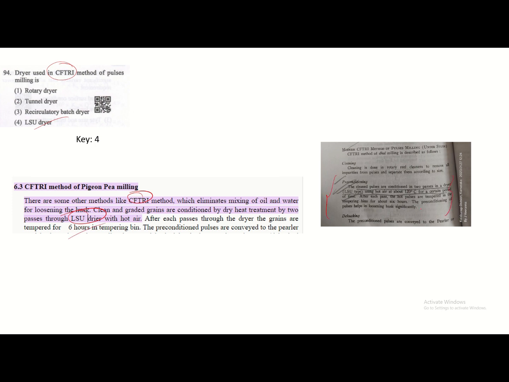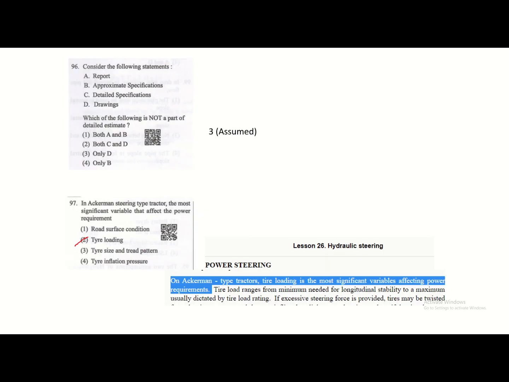These are also covered in the Singh and Sahai and Chakravarti books. Consider the following statement: report, approximate specification, detailed specification, drawing. Which of the following is not a detailed estimation? In detailed estimation we don't have the drawing. So the remaining are only report, cost, and maybe the specification. So I am assuming 3 is the correct answer. You expect later that will be the correct answer.